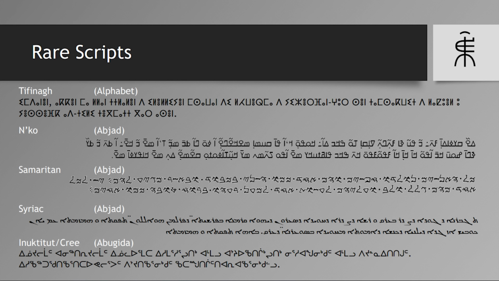Inuktitut and Cree is a script that was invented by a missionary to write indigenous languages in Canada in the 1800s. Although it was actually inspired by Devanagari in India, some people have described this as being an alien-like script that you might see on a UFO due to its geometric shapes.